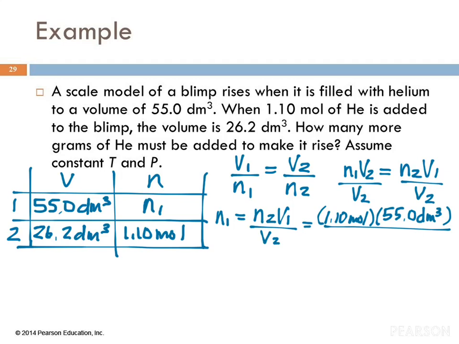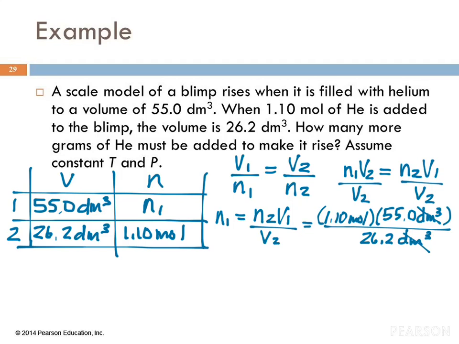And V2 is on the bottom, 26.2. Someone else might make up this table and end up with 26.2 being V1. But then you'd be solving for N2, and the math would all work out the same. When we look at our units here, the cubic decimeters cancel each other out, and so they were not a problem at all.